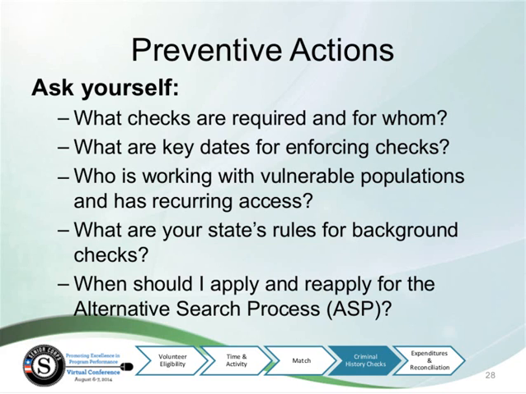Preventative action. One of the main things that I would say you should have in place is the policies and procedures. As a project director, you would ask yourself, what checks are required and for whom are they required? RSVP volunteers are not required to conduct a criminal history check. For FGP and SCP, both the staff and volunteers are required to conduct a criminal history check and national sex offender check, and also the RSVP staff. Anybody who has recurring access to the vulnerable population is required to conduct a criminal history check.